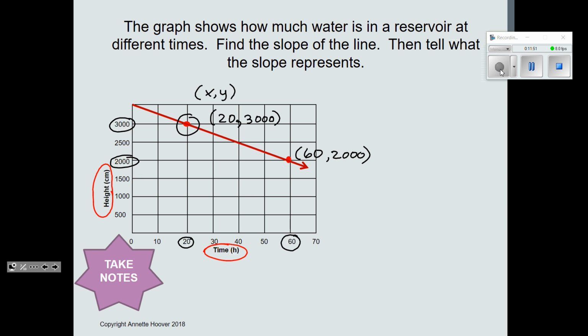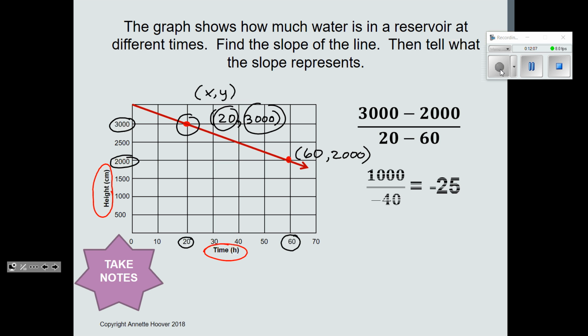Now we're going to subtract. The y is on the top and the x is on the bottom. So I did 3,000 minus 2,000 on the top. And because the 3,000 was first, I have to put the 20 first on the bottom. So 20 minus 60 would give us 1,000 divided by negative 40, which is a negative 25. And remember that there's an invisible 1 down here. So we know our slope is a negative 25.